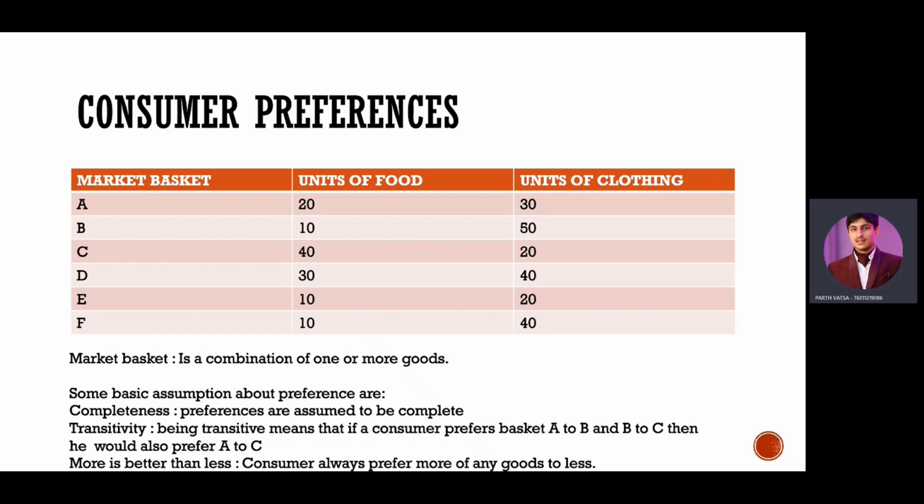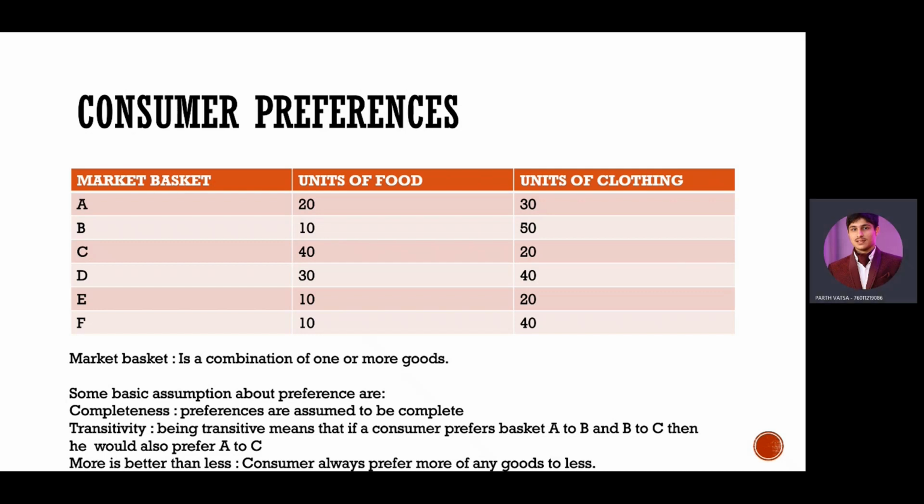Now, to start with consumer preferences, I would like to start with some of the basic assumptions about preferences, in which the first is completeness. Preferences are always assumed to be complete. By this, I mean that all the preferences can be ranked and they have a particular utility. And a customer or the consumer can actually rank those as per his utilities. That is what is meant by completeness.